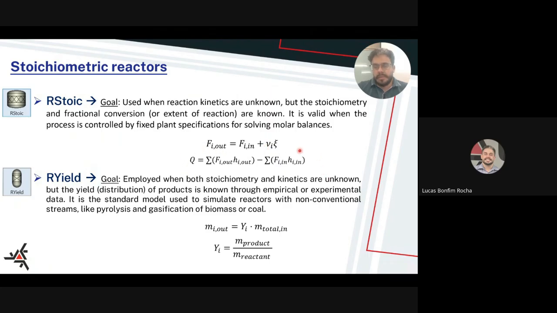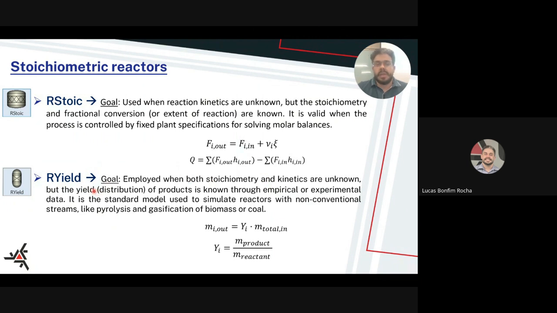And here we have the energy balance, considering also steady state, based on the enthalpy of the components and also calculating the energy for keeping the temperature constant or for predicting the enthalpy of our system. And here, in the case of the R yield, we are using this reactor for predicting the amount of product obtained. The difference here is that we don't need to know the stoichiometry. In this case, we also don't know the kinetics. The kinetics are unknown, and we also don't know the stoichiometry.